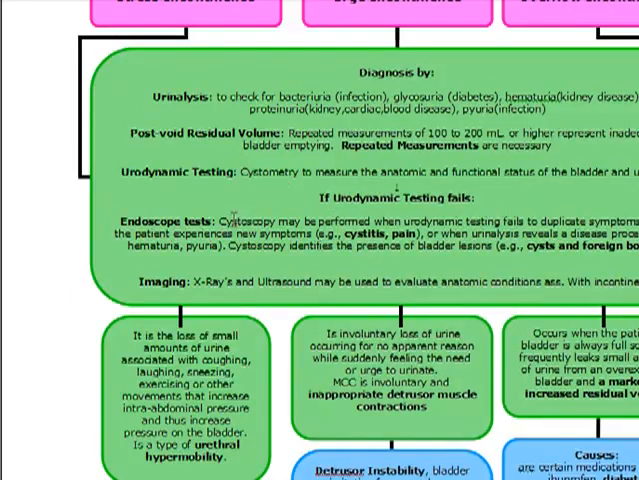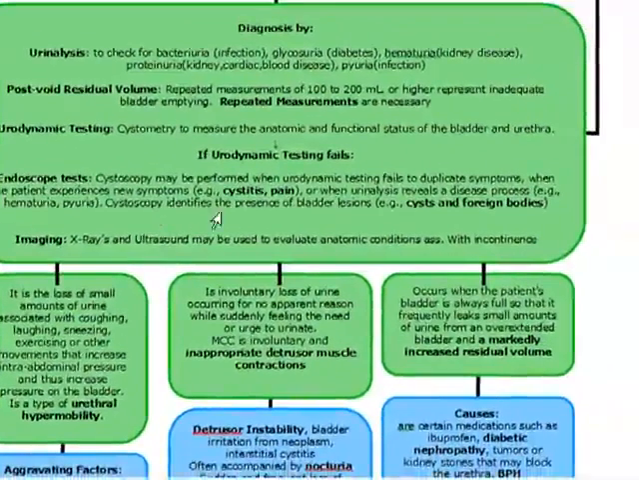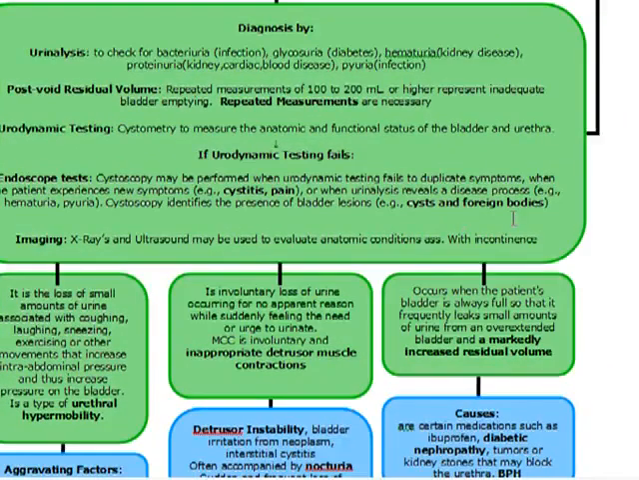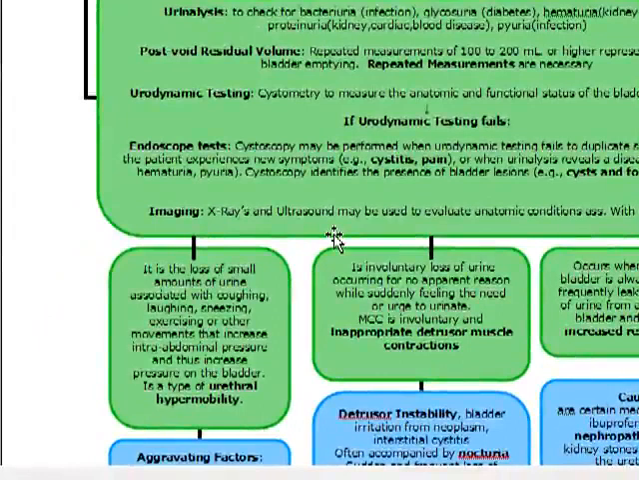Another time we can go to cystoscopy is if we have incontinence plus new symptoms such as cystitis and pain. All right? Cystoscopy is actually going to identify the presence of bladder lesions such as cysts and foreign bodies. And for imaging, we can do x-rays and ultrasounds, and these are also going to evaluate anatomic conditions that are associated with incontinence.